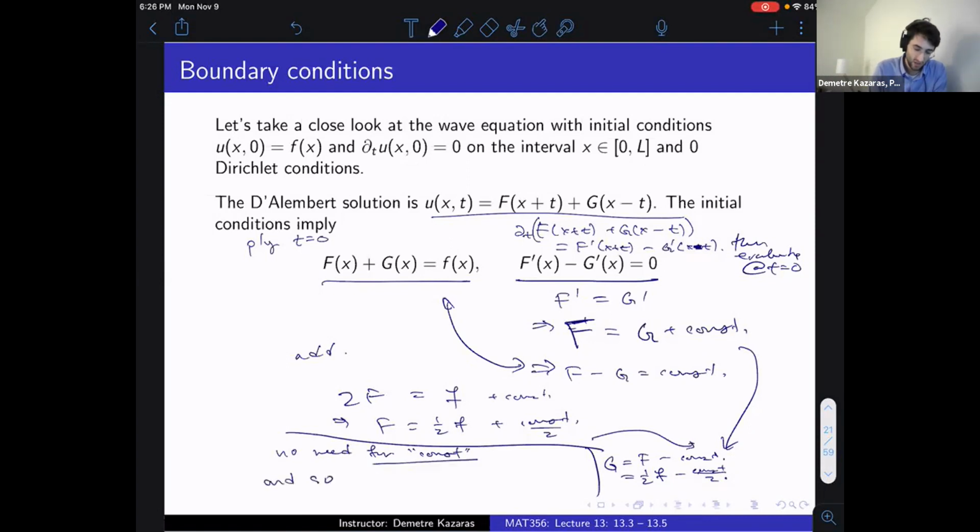And so f of x is equal to 1/2 f of x. And g of x is the same thing, 1/2 f of x. But remember, when you actually form the solution to the wave equation, you plug in different things into these functions. So it's not like they're the same function of one variable, but they do different things for the solution.